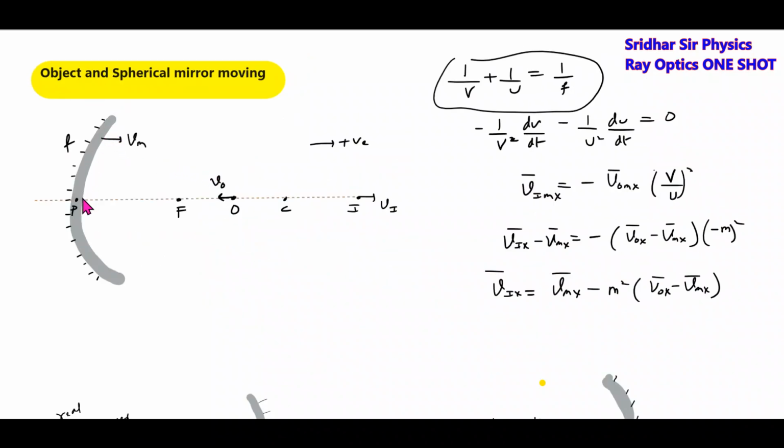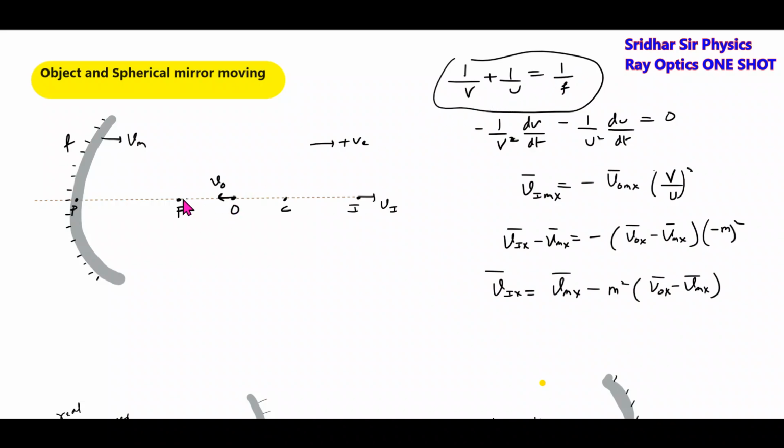Next we have a concave mirror moving with a velocity Vm, and the object is moving with a velocity V0. The object is kept between the focus and the center of curvature. We have to calculate the velocity of the image, with what speed the image will be moving. The image will be here, and we have to calculate this velocity. There is the mirror formula, 1 by v plus 1 by u equals 1 by f.